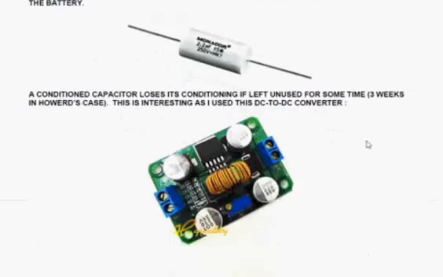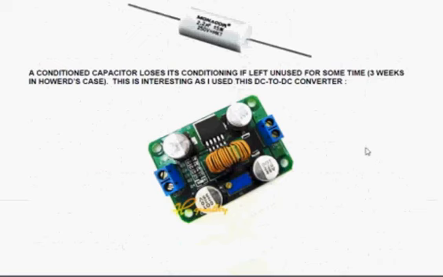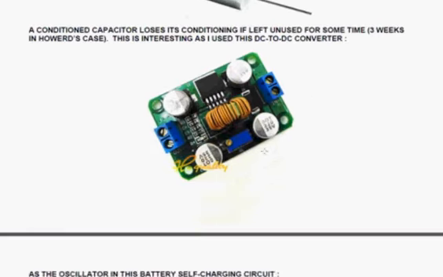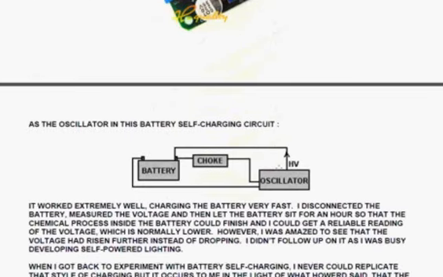Now, he says, importantly, a conditioned capacitor loses its conditioning if it's left unused for some time. In the case of Howard, he found it was 3 weeks. This is interesting because I used this particular DC to DC converter shown here, which is a cheap converter available on the internet. And I used it in this circuit, and I got a bit shocked about this.